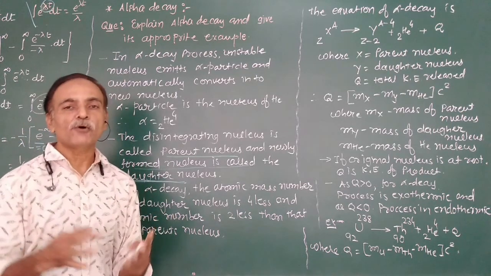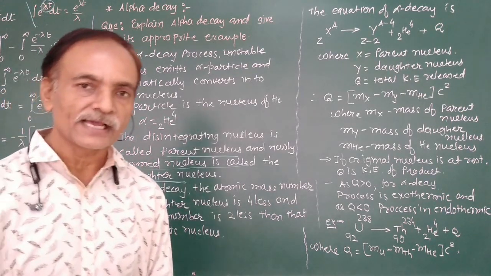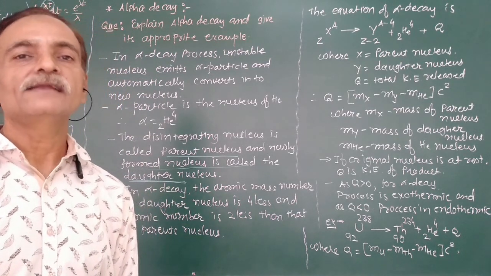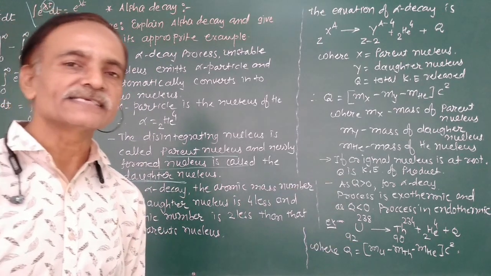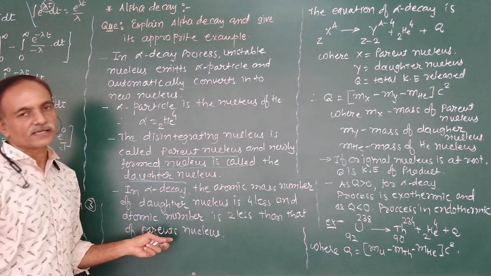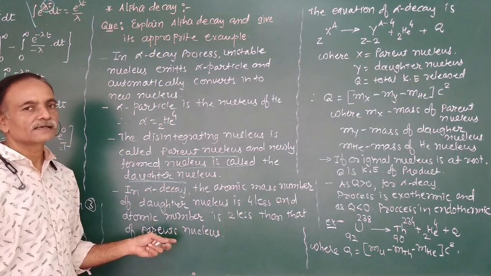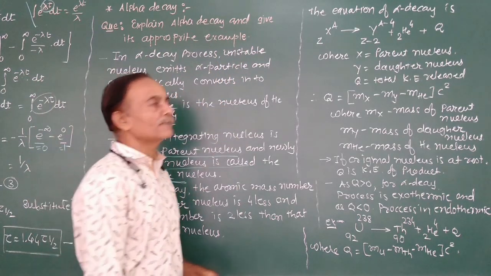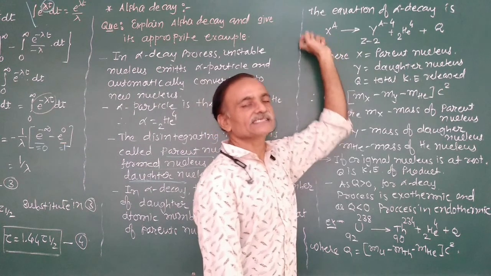Whatever the newly formed nuclei is, that is the daughter nucleus. The atomic number is decreased by 2 and the atomic mass number is decreased by 4 compared to the parent nucleus. Clear? Okay. Now the general equation for the alpha decay process: Z X A.